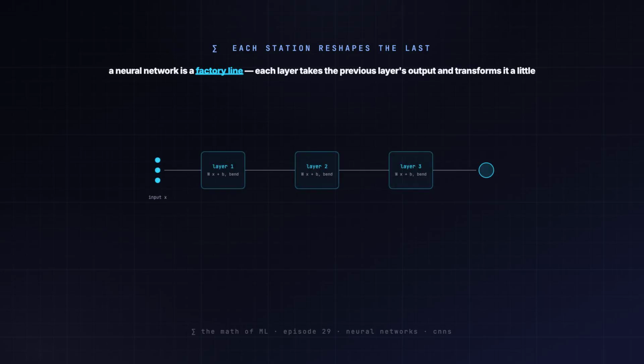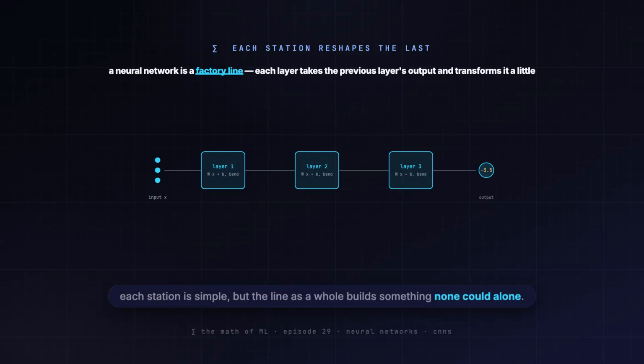Raw material comes in, station 1 reshapes it, station 2 reshapes that, and so on. Each station simple, but the line as a whole produces something none of them could alone. A neural network is exactly this. Each layer takes the previous layer's output and transforms it a little.